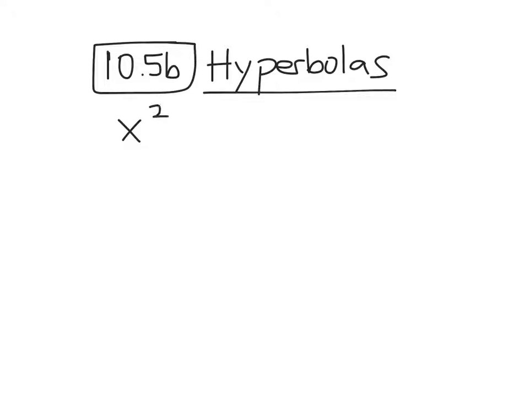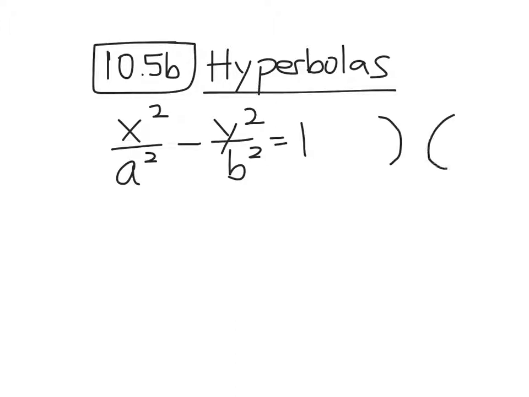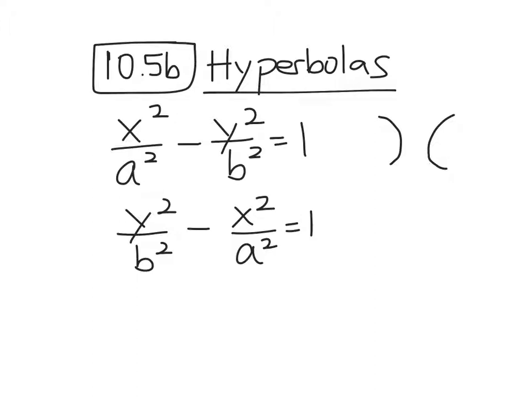There are two of them. x squared over a squared, minus y squared over b squared equals 1. Remember, those are hyperbolas that open left and right. Then we have the other kind, and the other kind starts with y squared: y squared over b squared minus x squared over a squared equals 1. And those are hyperbolas that open up and down.